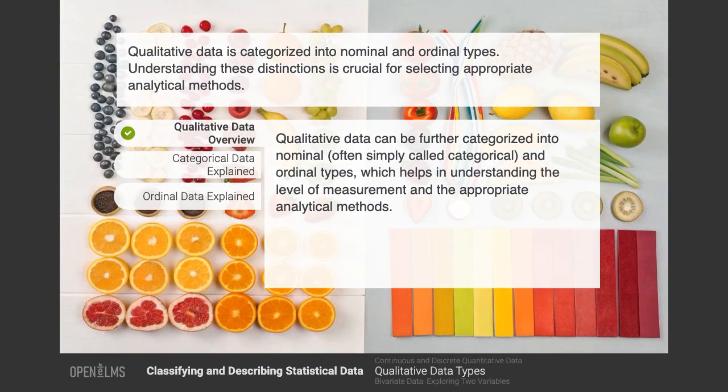Qualitative data is categorized into nominal and ordinal types. Understanding these distinctions is crucial for selecting appropriate analytical methods. Qualitative data can be further categorized into nominal, often simply called categorical, and ordinal types, which helps in understanding the level of measurement and the appropriate analytical methods.